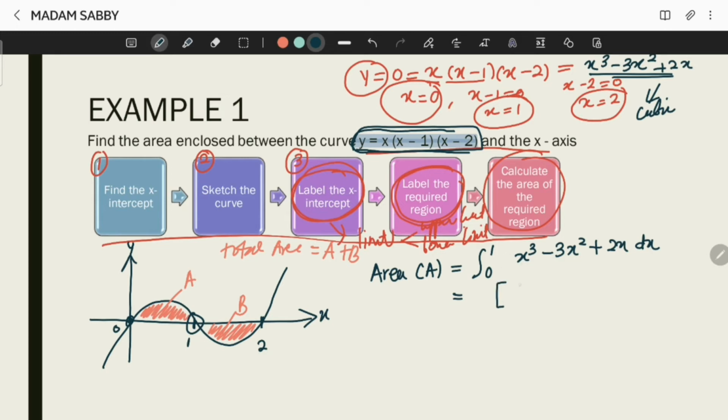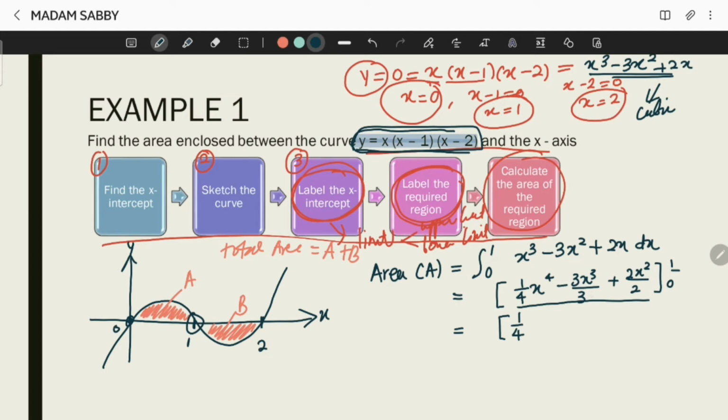Integrating, using square brackets, this becomes 1 over 4 x to the power of 4 minus 3x cubed over 3 plus 2x squared over 2, then close the bracket with limits 1 and 0. That means you substitute the x values, first x equals 1, and then x equals 0. If you substitute x equals 1, you will get 1 over 4.